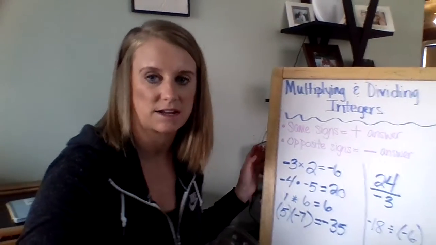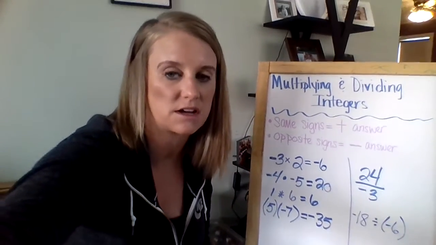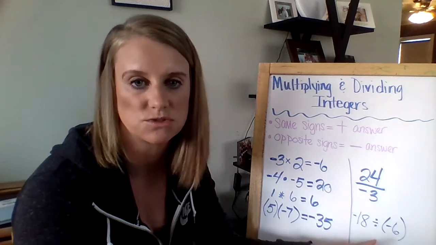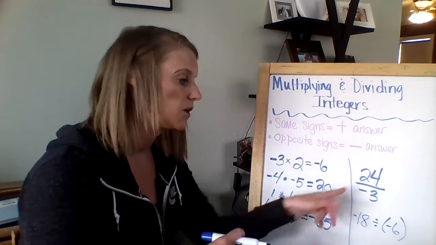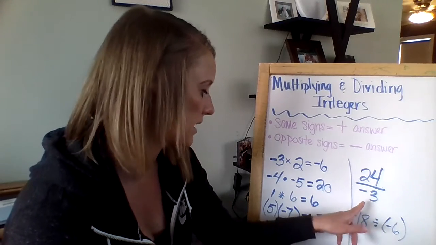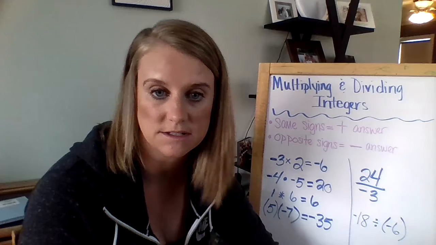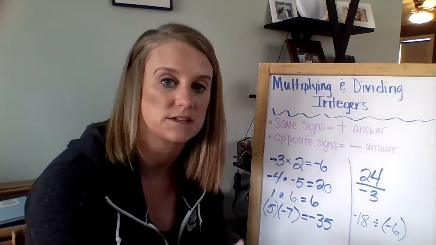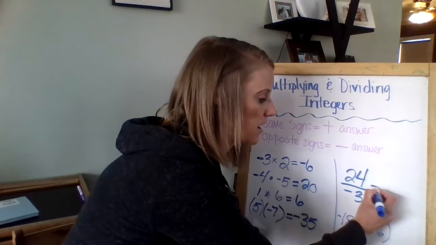But now we're going to get down to dividing. So dividing can be shown in a couple different ways too. You could have it in fraction form or just using your division sign. So right here I have 24 divided by negative 3. So opposite signs, which means I'm going to have a negative answer. So 24 divided by 3 is 8. So it's going to be a negative 8.